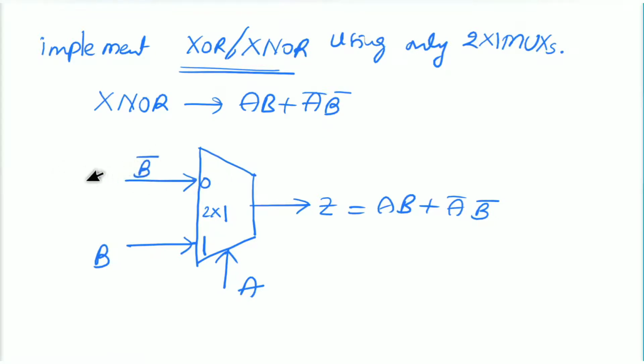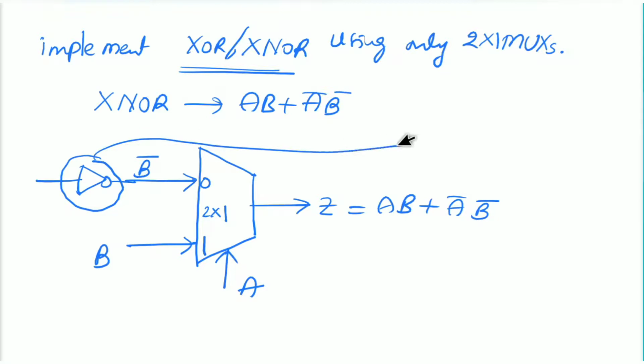Now the question is, generally to get B bar we can use this NOT gate, but as per the question, even this NOT gate has to be implemented with the help of the same 2:1 multiplexer. So let us see how. What is the NOT gate function? If you give B, you need to generate B bar. So now let us consider F is equal to B bar.